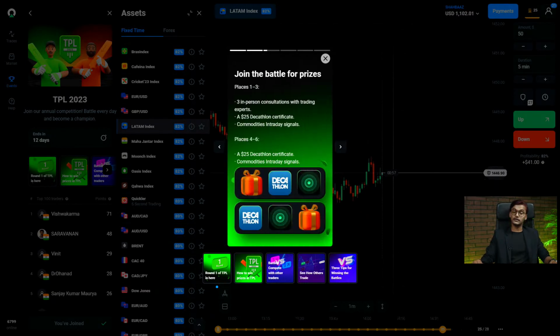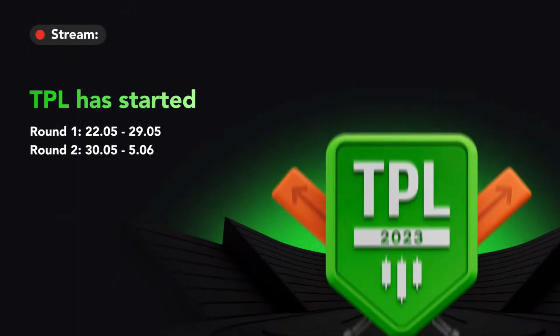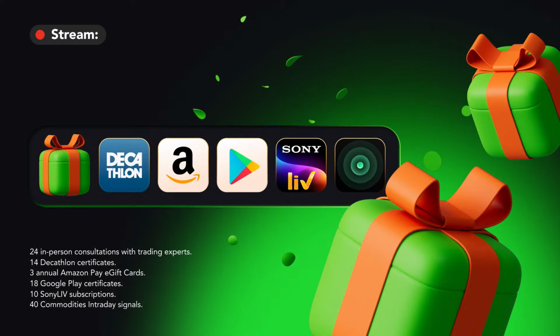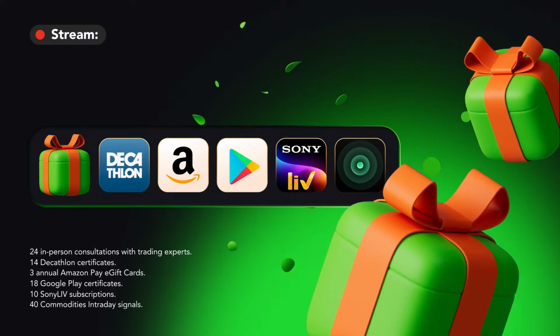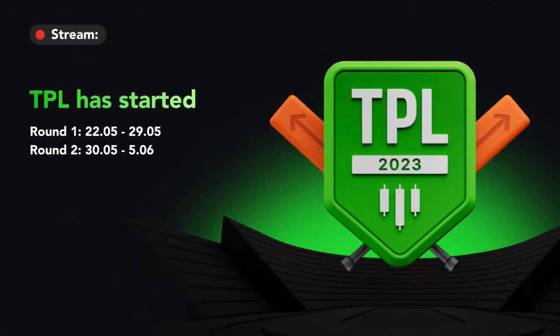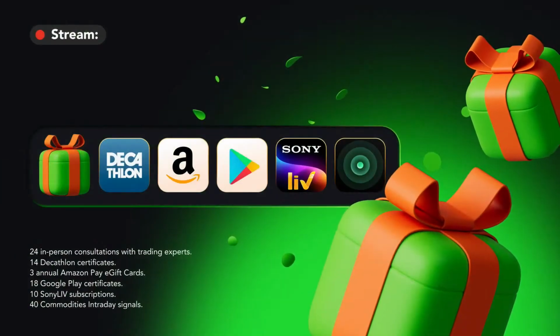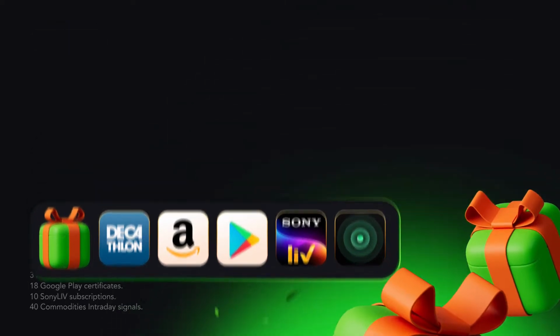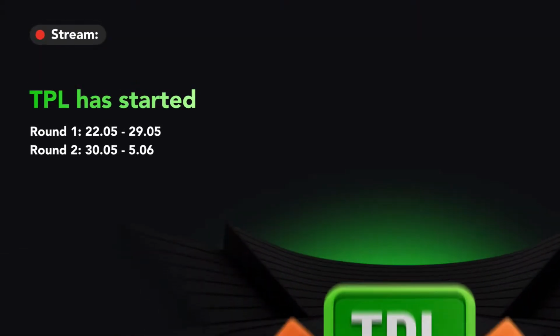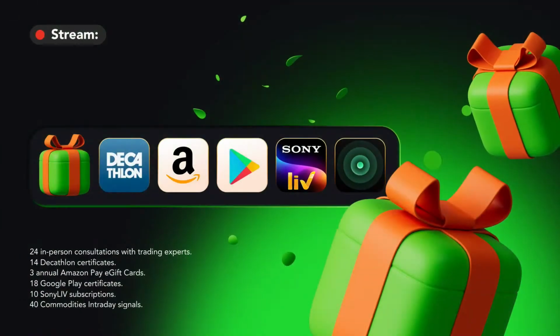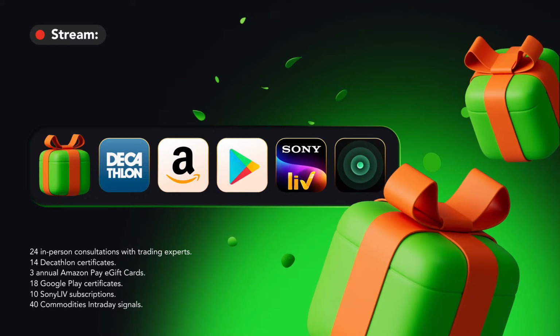So let's discuss the prizes. We have a lot of interesting prizes for our Trading Premier League participants. And you can see on the screen that you can get 24 in-person consultations from our experts who have been in the market for a long time, and you can get personalized advice for yourself. Also, we are giving 14 Decathlon certificates. We are also giving 3 annual Amazon Pay e-gift cards. Also, we are giving 18 Google Pay certificates. We are also giving 10 Sony Liv certificates.